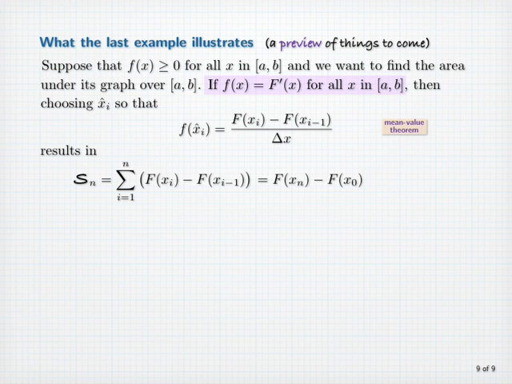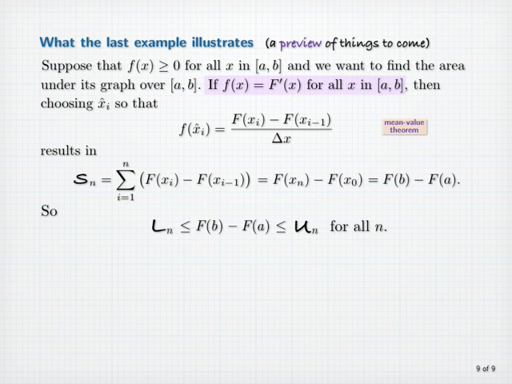And since xn is b and x0 is a, we have F of b minus F of a. So, F of b minus F of a, which is independent of n, is between every lower sum and every upper sum, and consequently that must be the exact area.